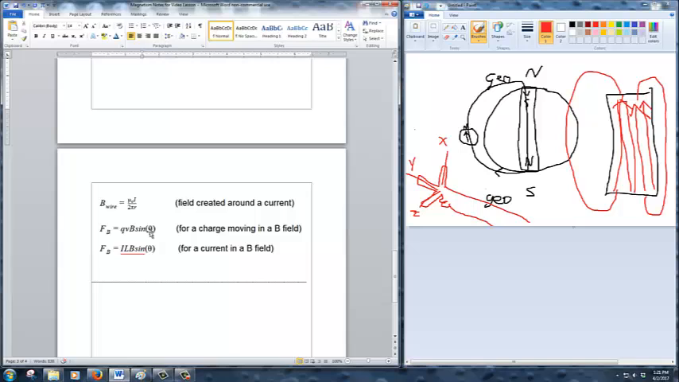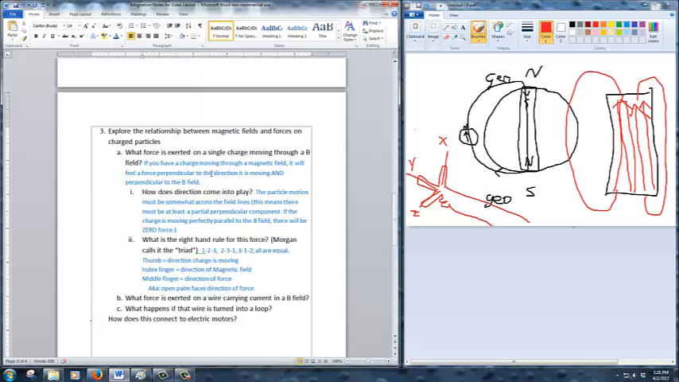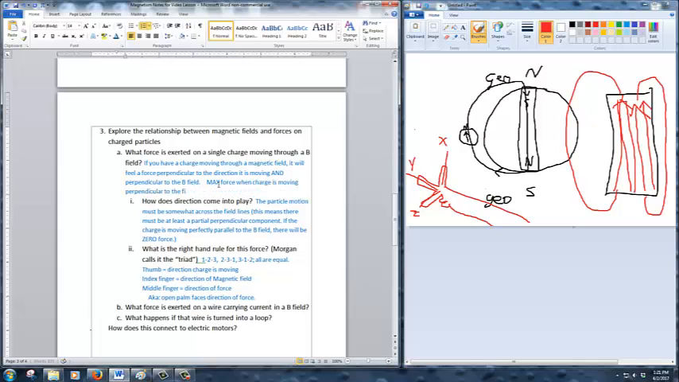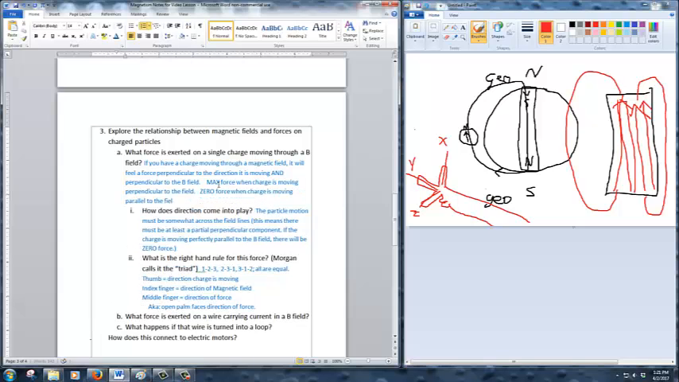And it's going to be maximum. Sine theta is maximum when theta is 90 degrees. So if the charge is moving perpendicular to the magnetic field, then you're going to get a maximum force. So I'll emphasize that: you get a max force when the charge is moving perpendicular to the field. And again, you get 0 force when the charge is moving parallel to the field.